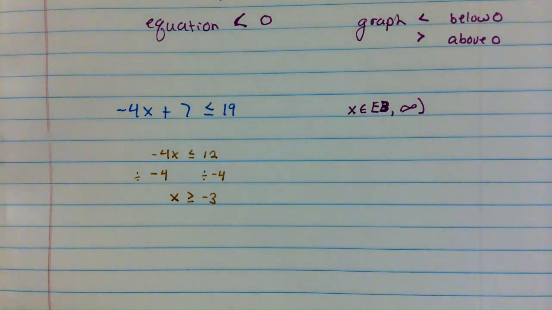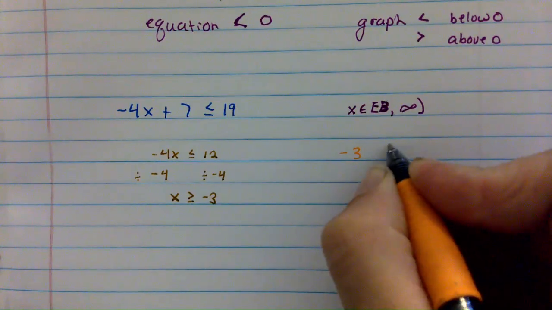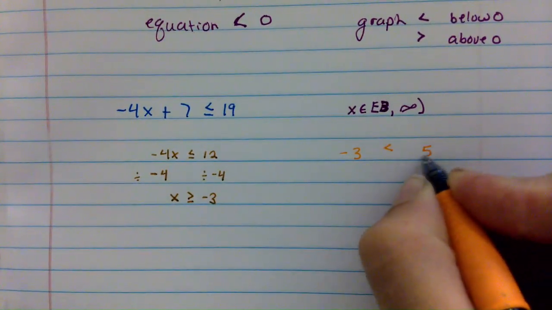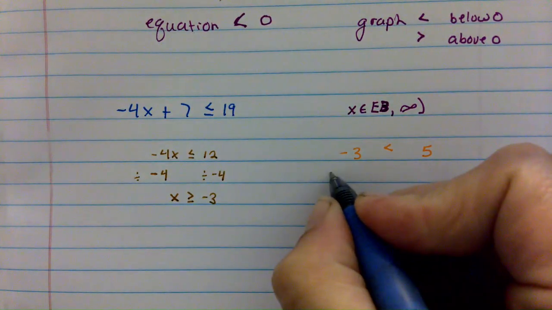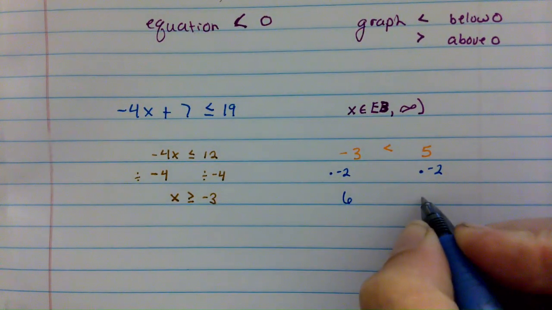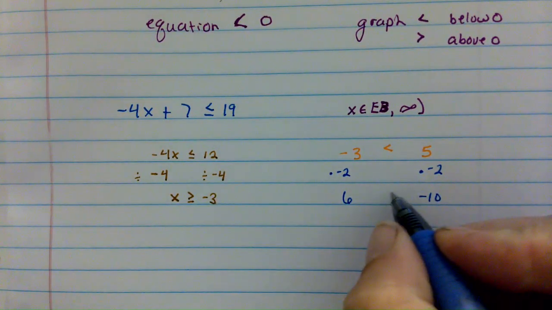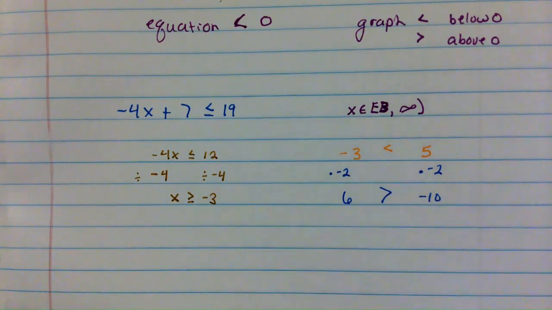Why do we flip our inequality? Well, let's just do a little side note. Do you agree that negative 3 is smaller than 5? Yeah, being in debt is having less money than having money. If we were to multiply both sides by negative 2, now we have 6, negative 10. Is 6 still smaller than negative 10? No, it's greater than. Okay, let's look at another example.